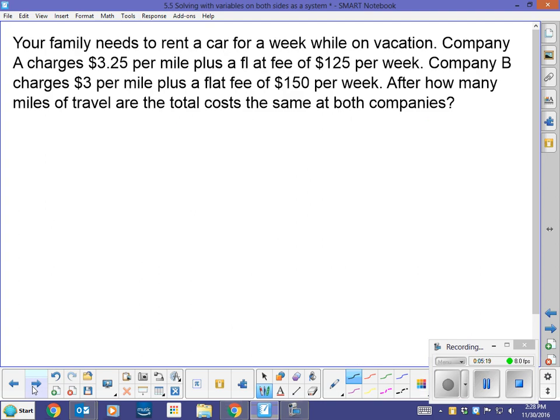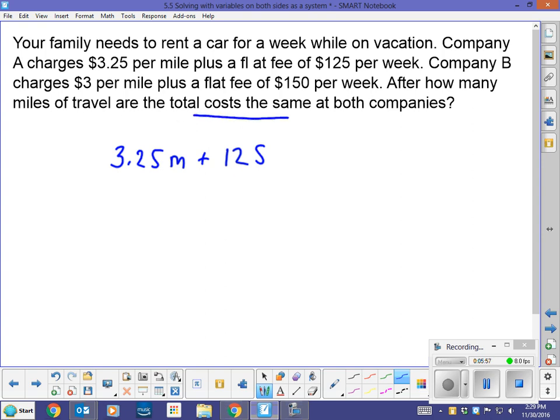Okay, so we have time. We'll do a little word problem here. I'll set it up. I'll let you finish solving it. Your family needs to rent a car for a week while on vacation. Company A charges $3.25 per mile plus a flat fee of $1.25 per week. So we know $3.25 per mile. That's our rate, and we're going to multiply that by, I'll use M to represent miles, plus $1.25. Company B charges $3 per mile plus a flat fee of $150 per week. After how many miles of travel are the costs the same?